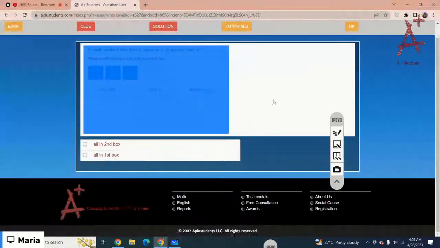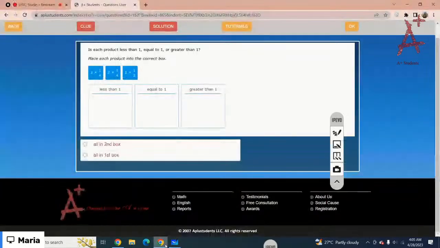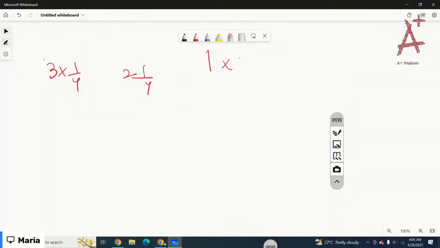They are 3 times 1 over 4, 2 times 1 over 4, and the next one is 1 times 1 by 2. So 3 times 1 over 4, 3 times 1 is 3, it would be 3 over 4, and 2 times 1 is 2, it would be 2 over 4, then 1 times 1 over 2. 2 over 4 is 1 over 2 and 1 over 2. They both are less than 1, they are 0.5.